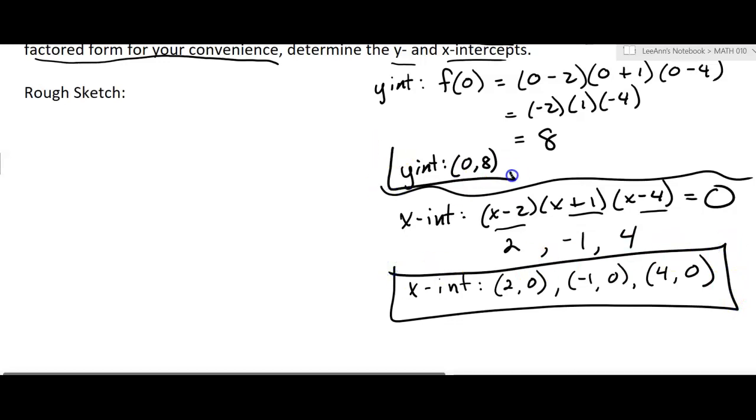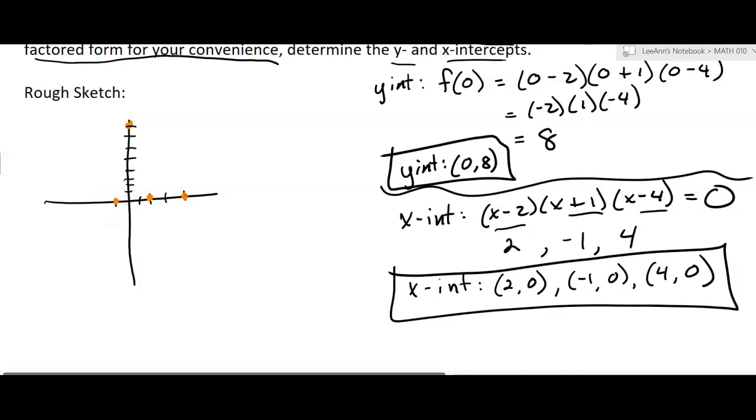Now that's all this problem asked for. They asked us to find the Y and X-intercepts, so we did that. But I wanted to do a rough sketch for you so you could see how this all worked together. Now, up here at 8, 1, 2, 3, 4, 5, 6, 7, 8, that's going to be the Y-intercept right there. And then (2, 0) is an X-intercept, (negative 1, 0), and (4, 0). Okay, let me draw those in.